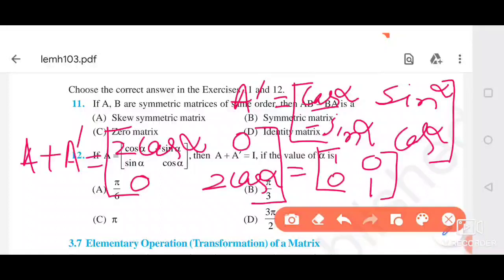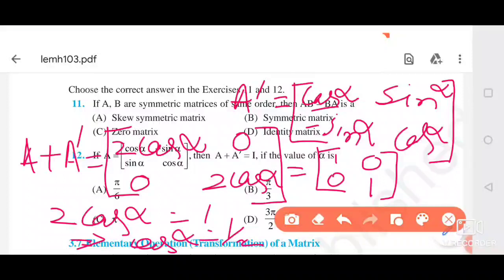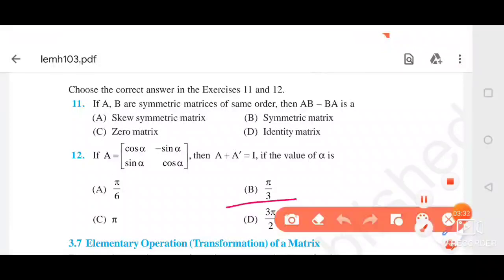Now if two matrices are equal, then their corresponding elements are also equal. So from here we can write 2 cos alpha is equal to 1, so cos alpha is equal to half. Whenever cos alpha is equal to half, what can be the value of alpha? The value of alpha will be 60 degrees, and 60 degrees means pi by 3. So the answer will be option B. So with this our exercise 3.3 is completed.